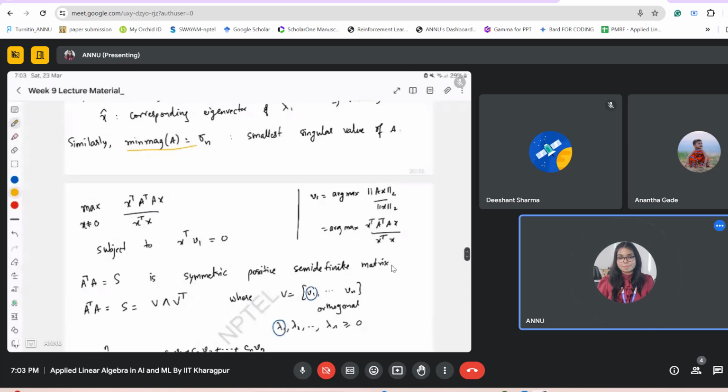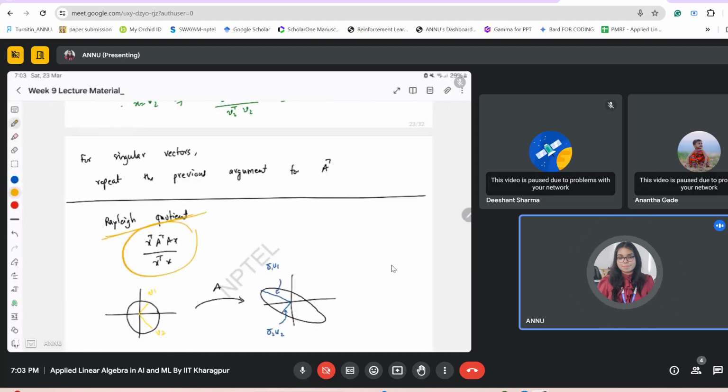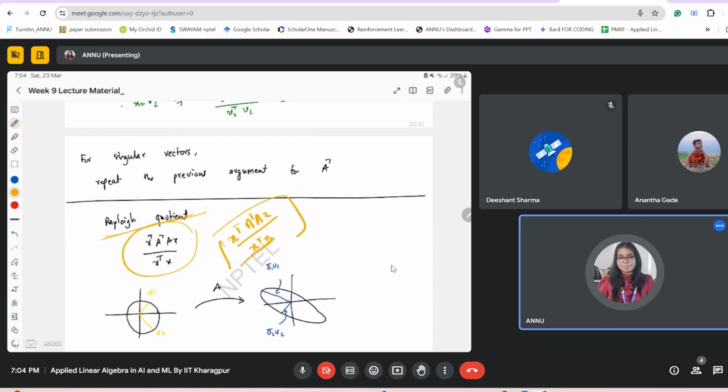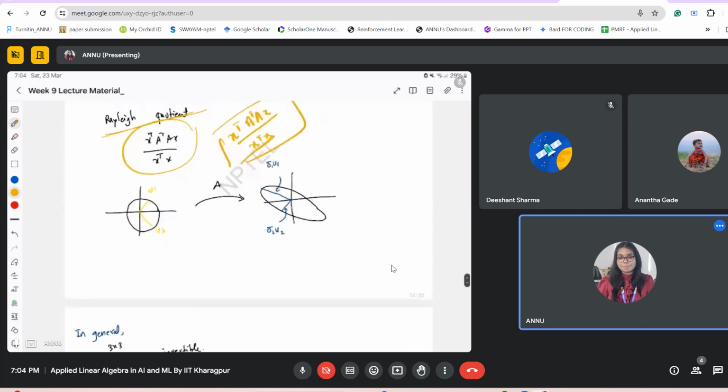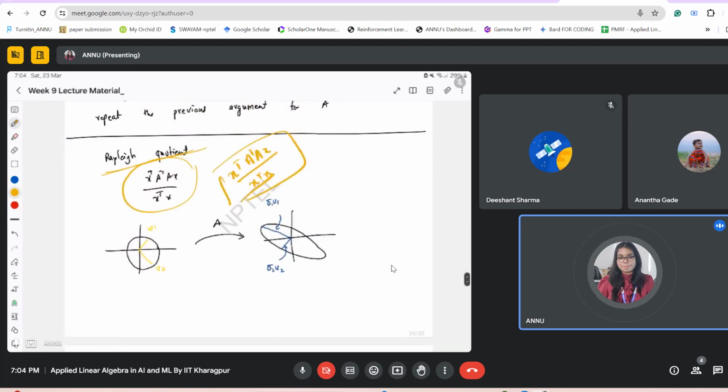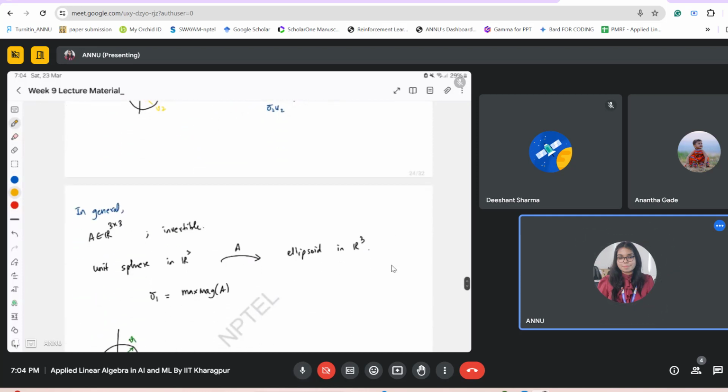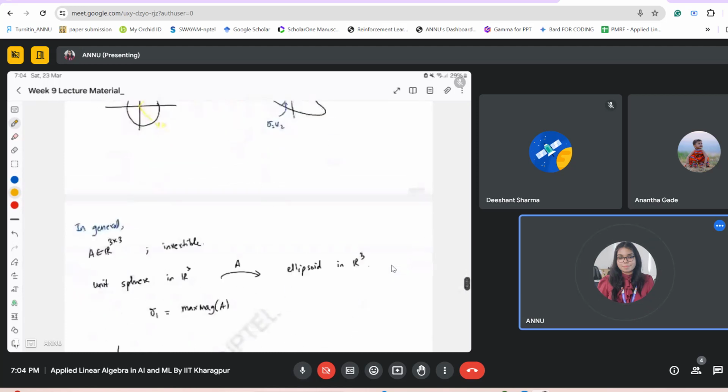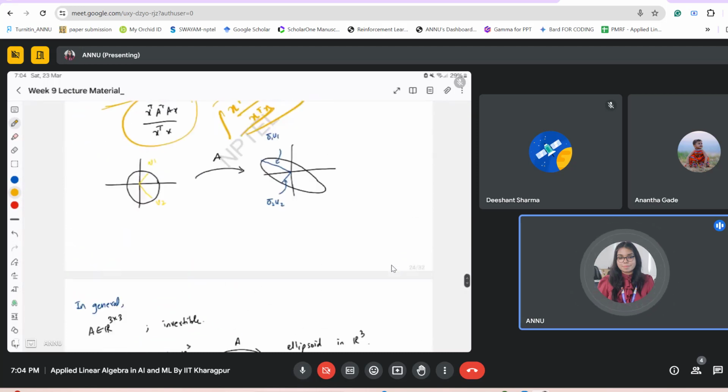Also, the Rayleigh coefficient, or quotient. This x transpose A x divided by x transpose x is actually the Rayleigh quotient, that is, x transpose A transpose A x divided by x transpose x. I hope this is clear up to this point.